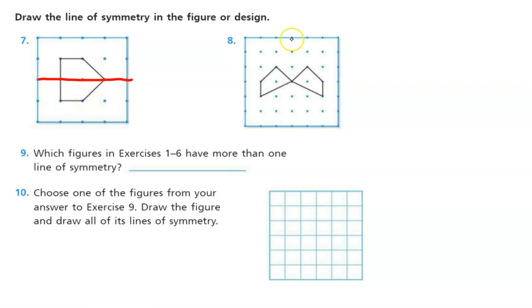And then number 8, same deal. We're just going to split this shape. Why is my line drawing so terrible? We are going to split this shape right down the middle. And because these shapes are the same, when they fold it, it'll be right on top of each other.